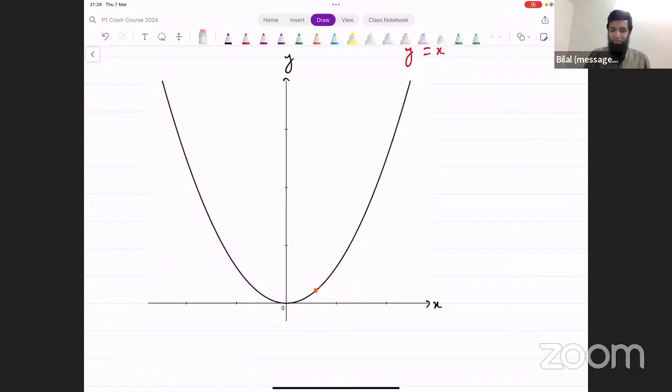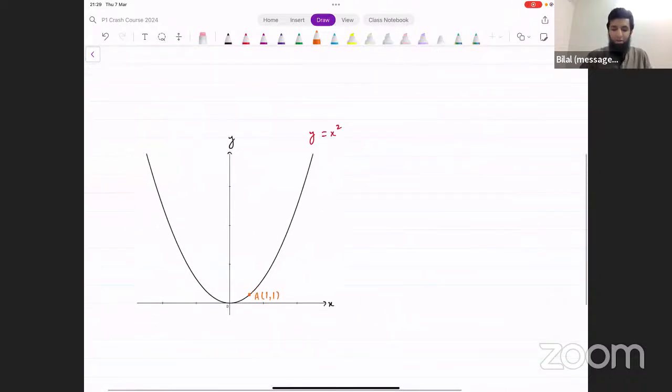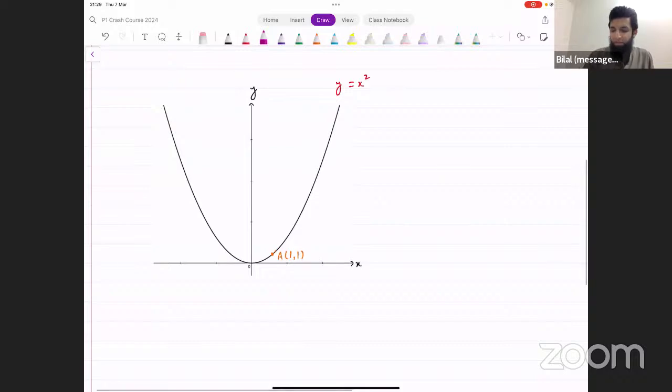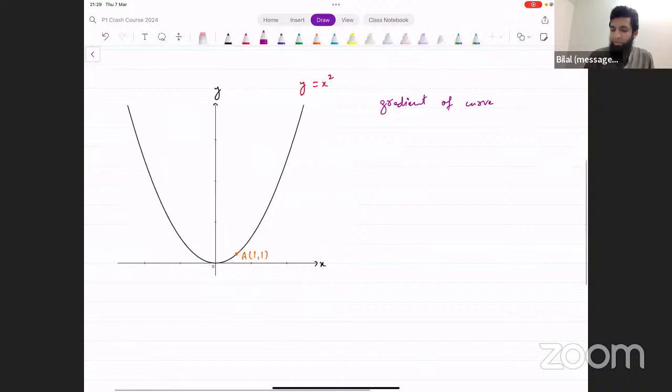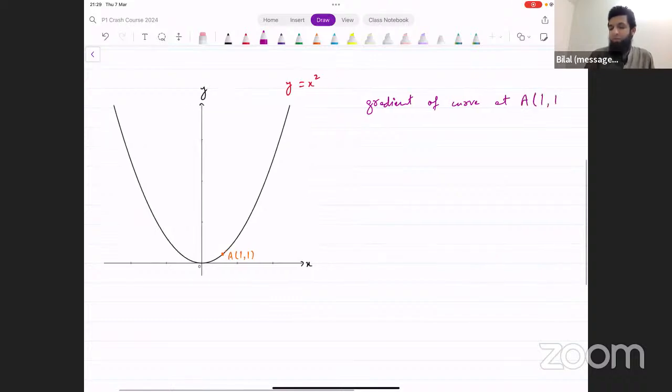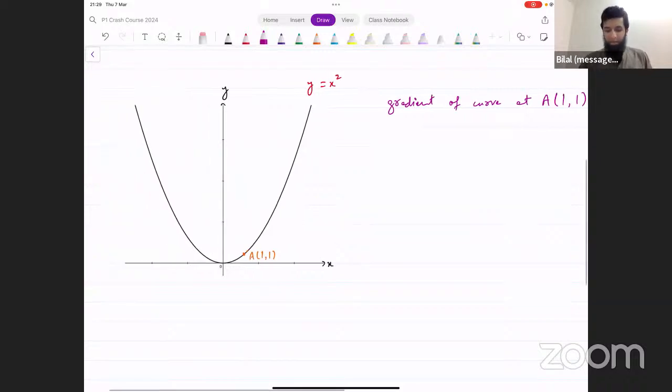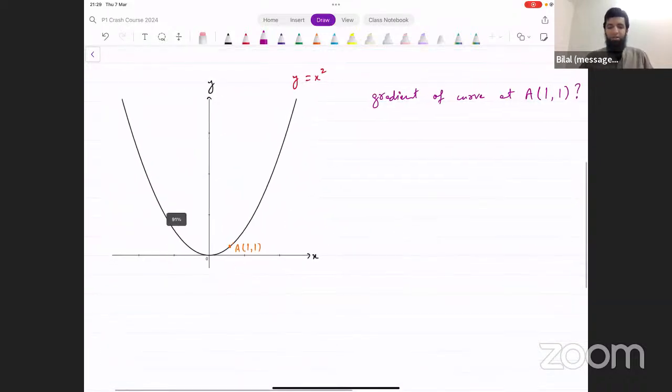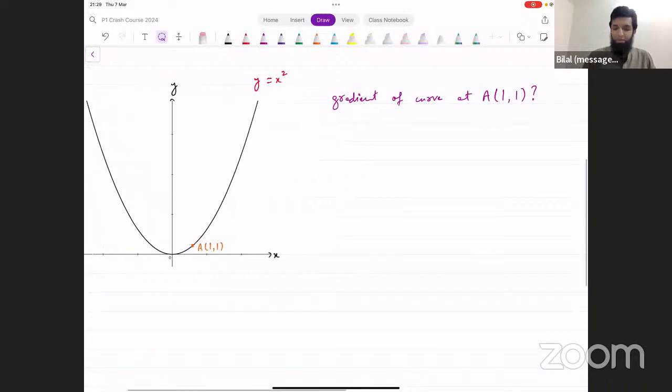We say, let's call this point A. This point has coordinates 1 and 1. Let me write that here. What we want to do is find the gradient of the curve at the point A, and the point A has coordinates 1 and 1. This is what we want to find. Now, let's try to figure out what this gradient value could possibly be.